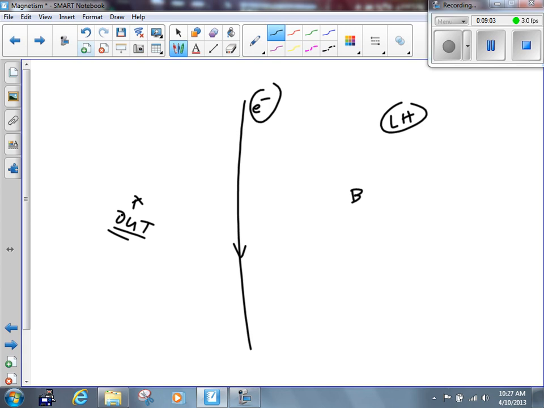Into the page. Good. Into the page. Now, you got a couple of options for the other ones. You can just kind of trace it around and say, okay, look, if it's out of the page here and into the page here, we can kind of trace it around like this and say, all right, that's to the right. When it's in front of the wire, it's to the right. And when it's behind the wire, it's to the left.